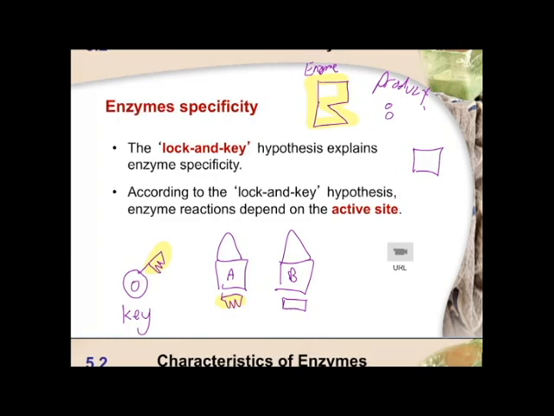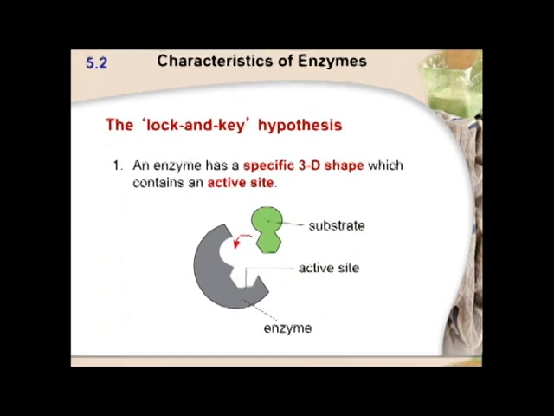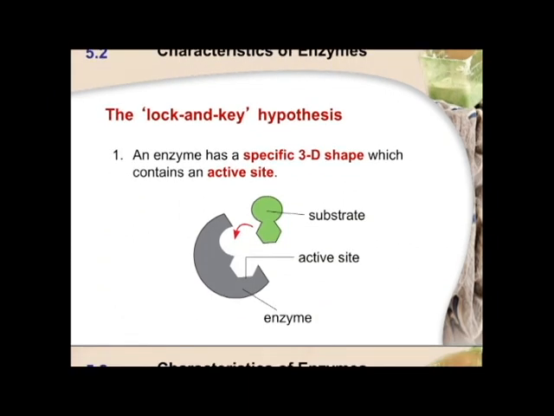So an enzyme has a specific three-dimensional shape that contains the active site, in this case, and from there you can see this particular shape of the substrate falls in nicely onto the mouth or the active site of the enzyme. So the enzyme would have a specific 3D shape that contains the active site, and this is where we say that the shape of the active site is complementary to the shape of the substrate.